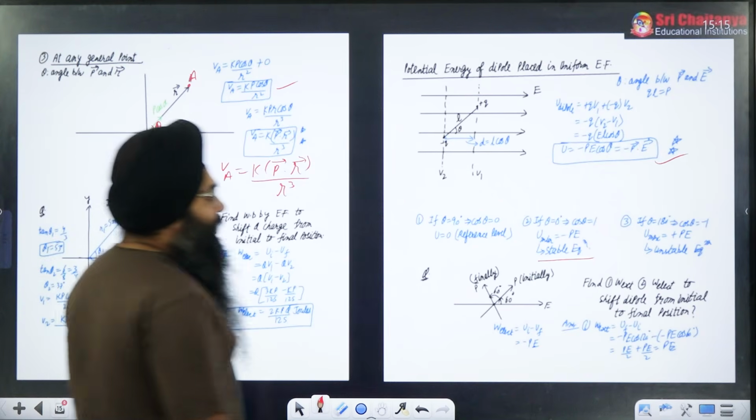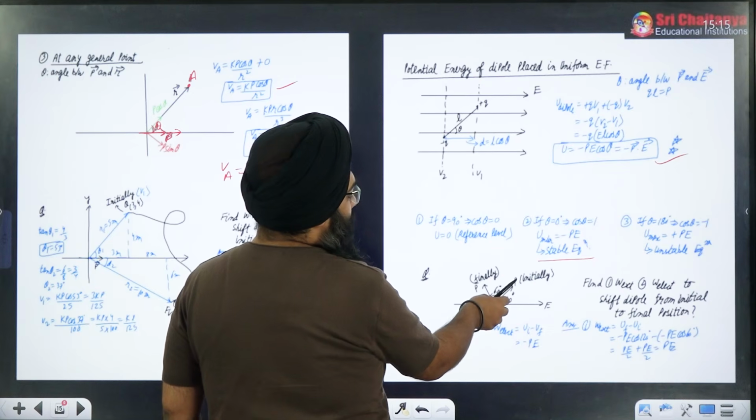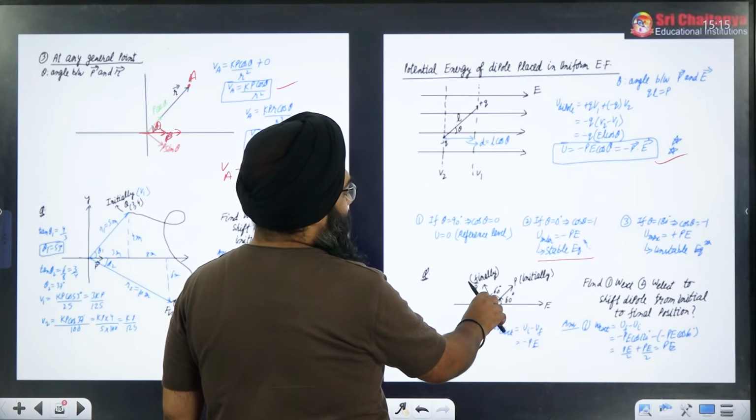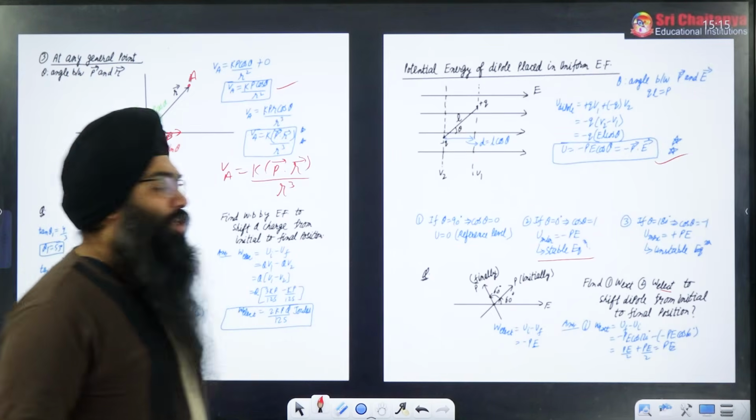So some simple questions are there. Suppose your dipole was initially at a 60 degree angle with the electric field, and now you have to rotate it further by 60 degrees. Find the work done by the external agent and the work done by the electric field to shift the dipole from the initial to the final position.